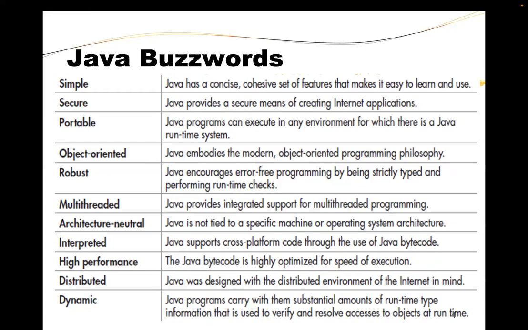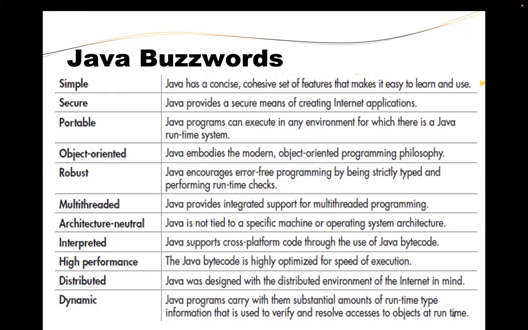Robust: Java encourages error-free programming by being strictly typed and performing runtime checks. It will do compile-time checks and runtime checks as well. Therefore, it is robust. Multi-threaded: Java programs have integrated support for multi-threaded applications. Architecture neutral: Java does not require a specific architecture, because applications run on operating systems. Therefore, Java is not tied to a specific machine or operating system architecture.